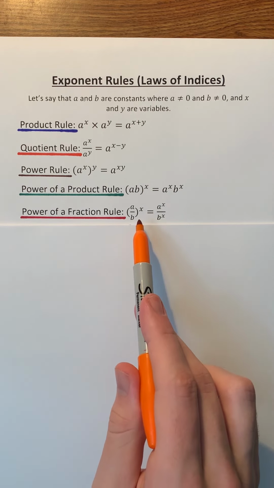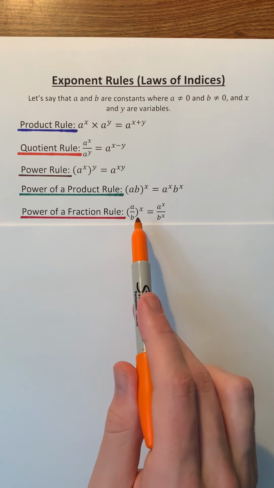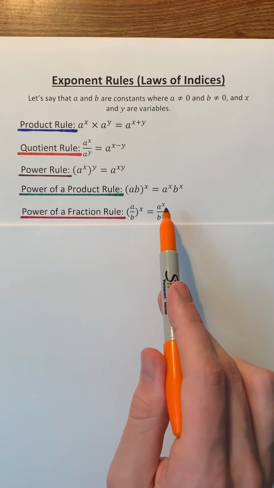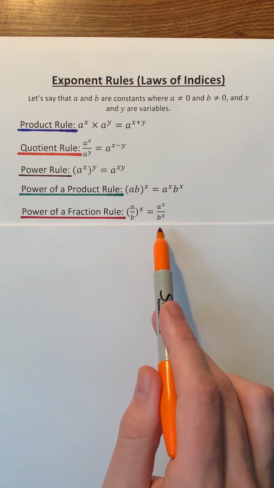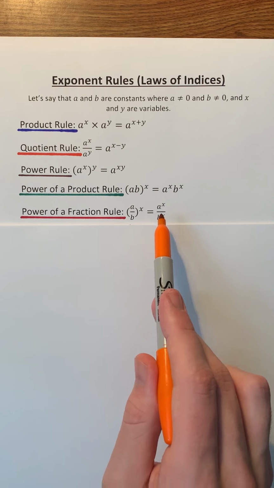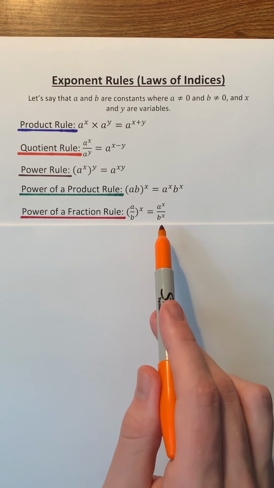The fifth rule that you should know is the power of a fraction rule. If we have a fraction being raised to an exponent, such as a over b to the power of x, we can just bring the exponent down to the numerator and denominator. So here, we're going to have a to the power of x over b to the power of x.